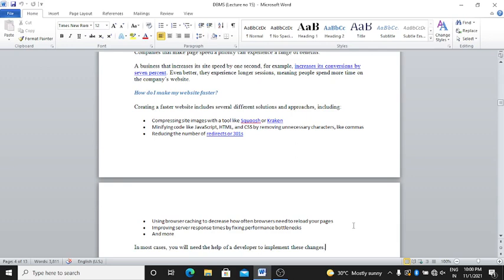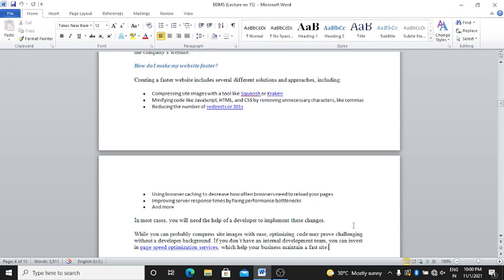Using browser caching decreases how often browsers need to reload your page. Next is improving server response times by fixing performance bottlenecks and more. In most cases, you will need the help of a developer to implement these changes.